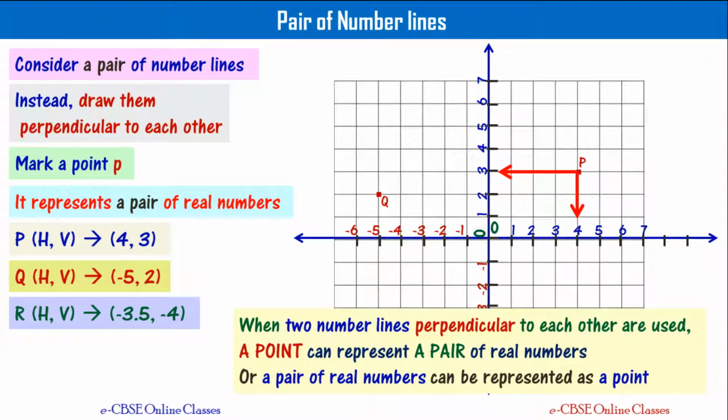We can say that when two number lines perpendicular to each other are considered, a point can represent a pair of real numbers, or a pair of real numbers can be represented as a point in a 2D plane. Please take a note of that.